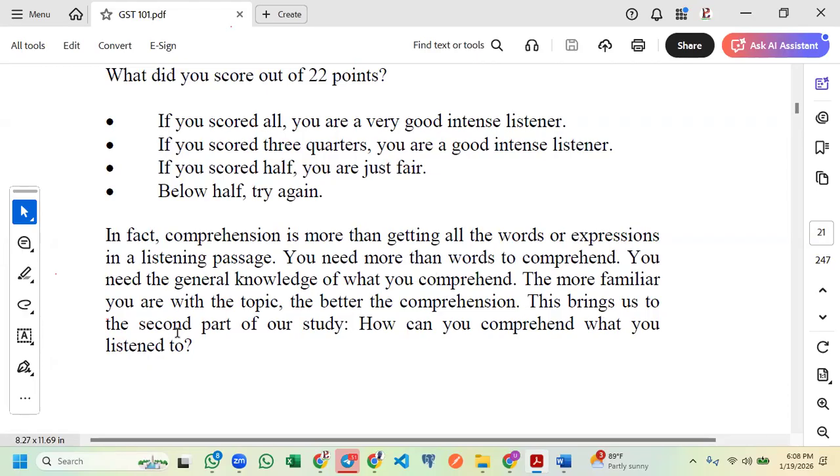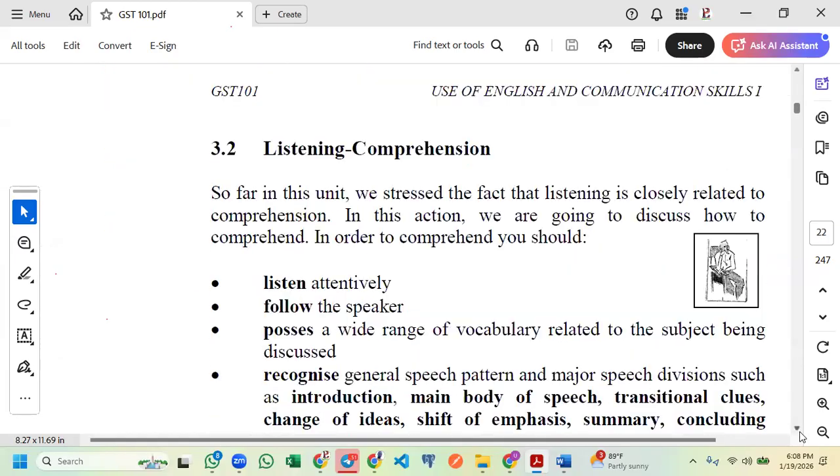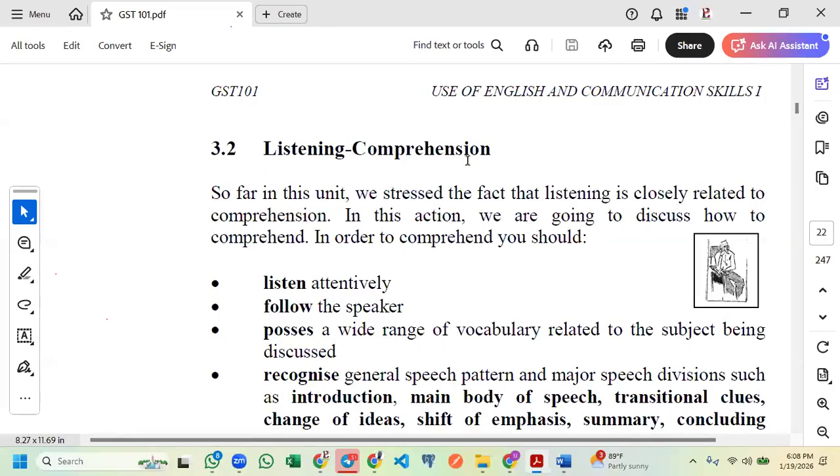This brings us to the second part of our study. How can you comprehend what you listen to? Is a question. So let's see the answer. Listening and comprehension in view. So far in this unit, we stress the fact that listening is closely related to comprehension. In this section, we are going to discuss how to comprehend.